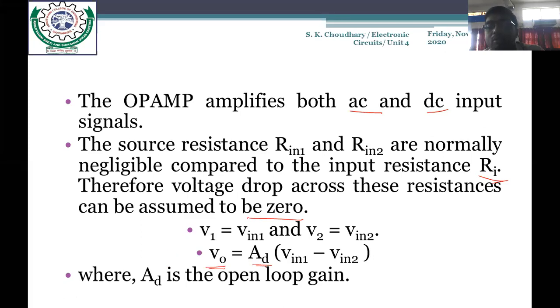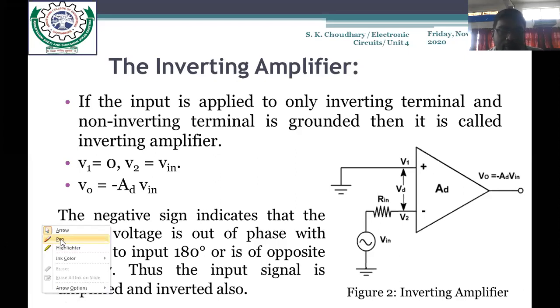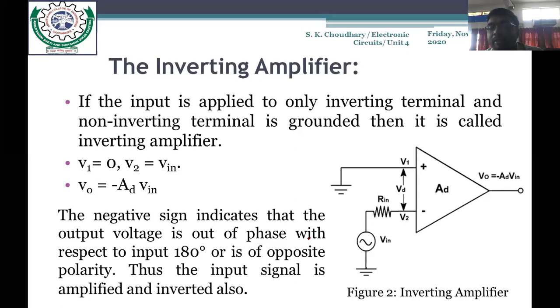Okay. So the second configuration we have to learn is the inverting amplifier. This is the diagram you can see here. It is very clear from this which kind of connections we have to make in the op-amp for it to be considered inverting. So inverting is what? Negative terminal.